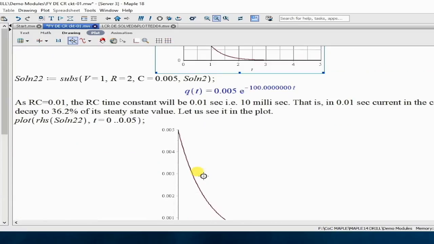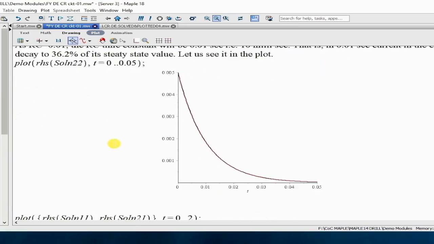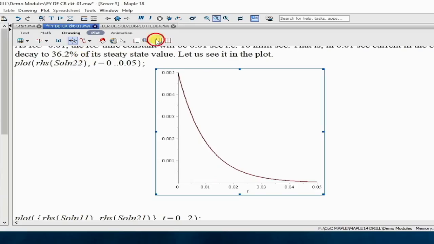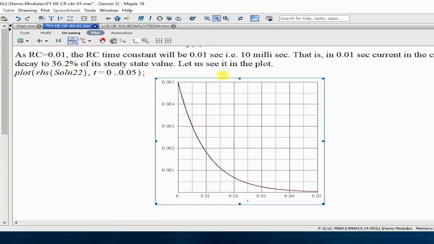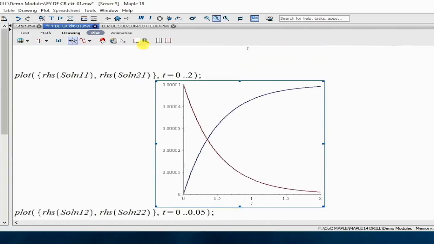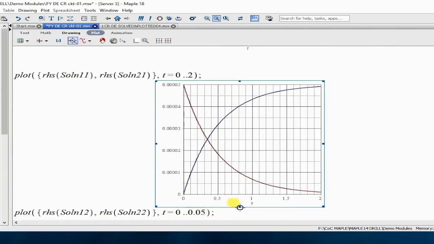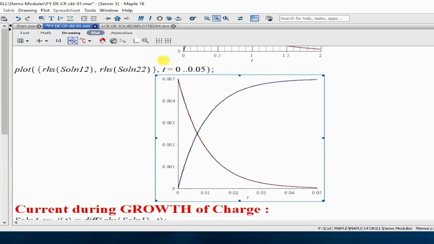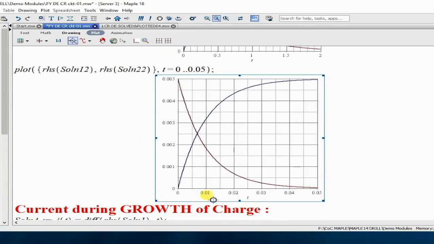Now the second situation where R is 2 ohms and C is 0.005 farad. A similar graph offers decay, and in 0.01 seconds 36.2% of the charge is disintegrated. These two plots can be seen together, and you can make out the values for 0.5 seconds. For the second situation also you can make out the situation for 0.01 second.